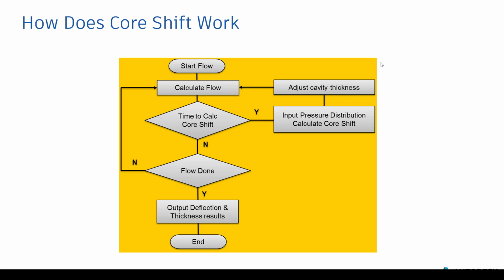So how does the core shift work? In short, I try to put it into a workflow chart. We start the analysis, it does the flow calculations, and the time to calculate the core shift has been done. Then the input pressure distribution is applied, and then it adjusts the cavity thickness. Then again, it calculates the flow. This is an iterative transient analysis until convergence happens. And you could see, when I take you through the parameter settings, the options for setting up the time steps as well.